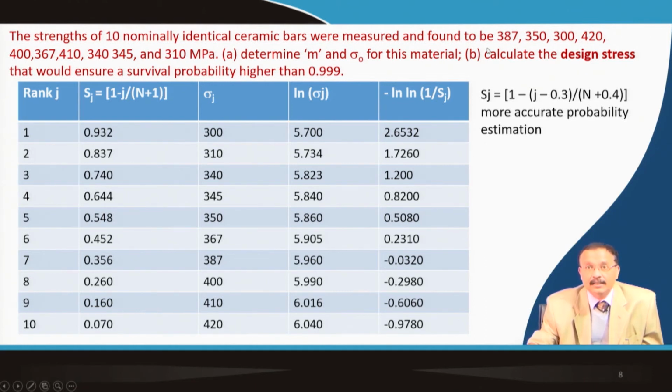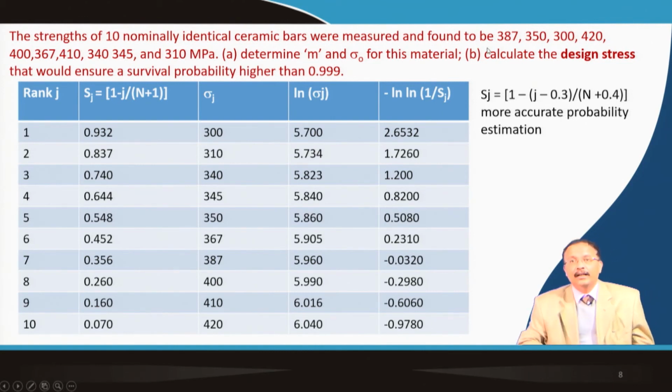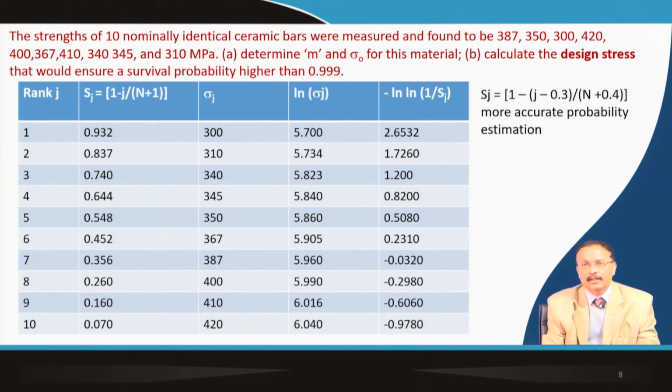So, you can see that there is a scattering, and you will have to have a design stress, so that you can tell the customer that, say, 99% survival probability will have this stress value. So, if you use below this stress value, then in 99% of cases my material will not fail. So, that is the design stress concept.